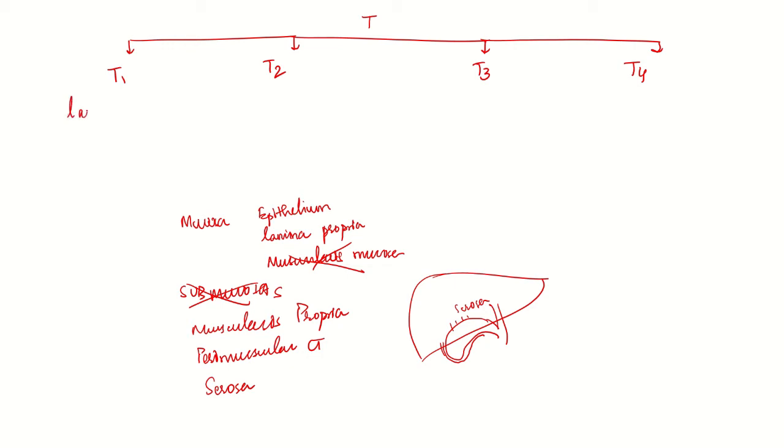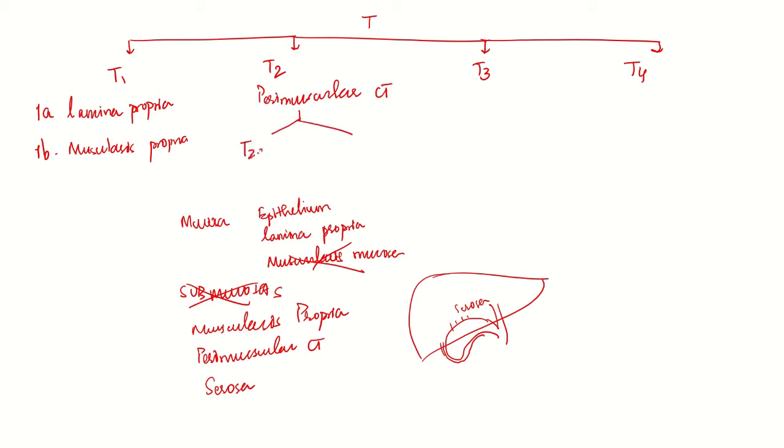T1 is invasion up to lamina propria. 1A and 1B is muscularis propria. T2 is perimuscular connective tissue, which is again divided into 2A and 2B. 2A, if it is invading perimuscular connective tissue on the peritoneal side. 2B, if the tumor is present adjacent to the liver.